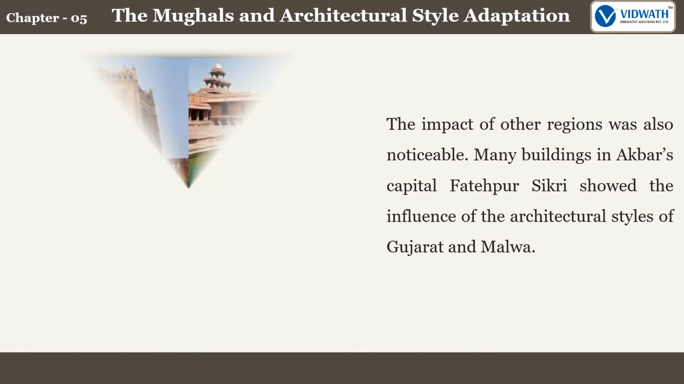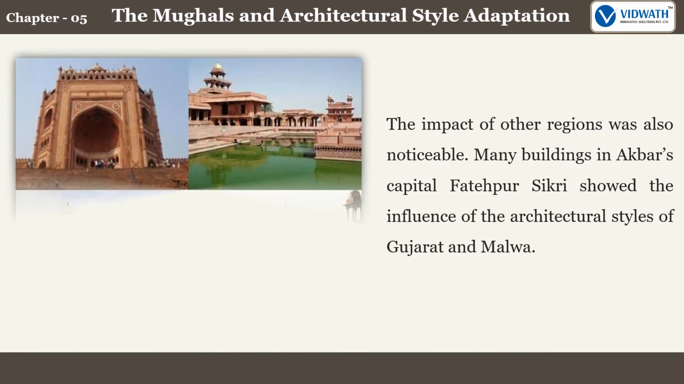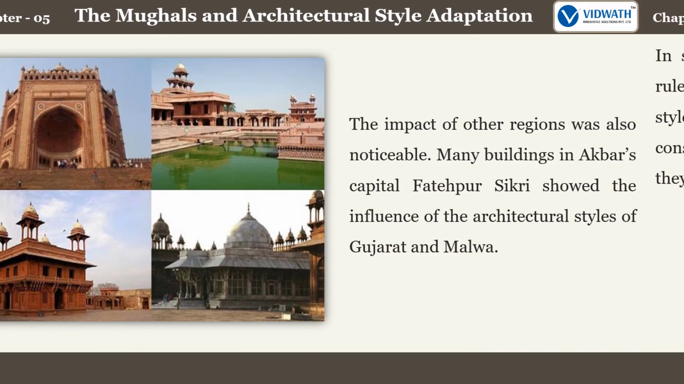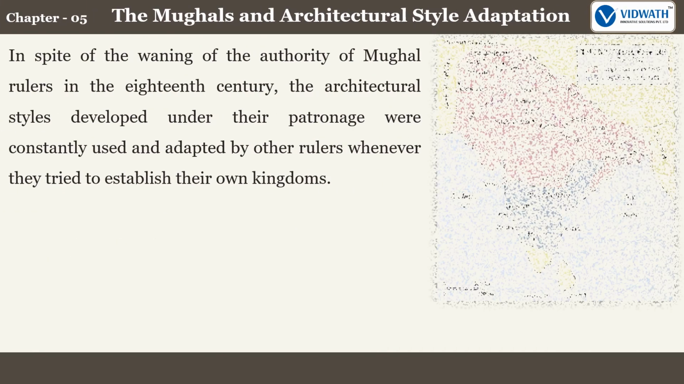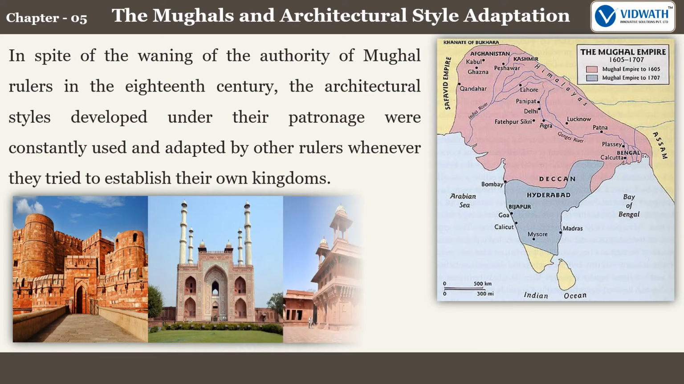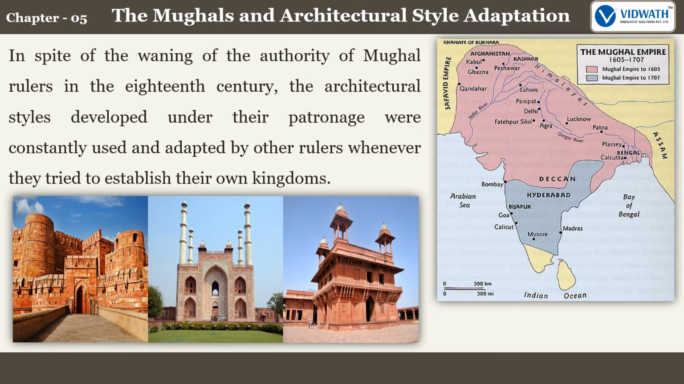The impact of other regions was also noticeable. Many buildings in Akbar's capital, Fatehpur Sikri, showed the influence of the architectural styles of Gujarat and Malwa. In spite of the waning of the authority of Mughal rulers in the 18th century, the architectural styles developed under their patronage were constantly used and adapted by other rulers whenever they tried to establish their own kingdoms.